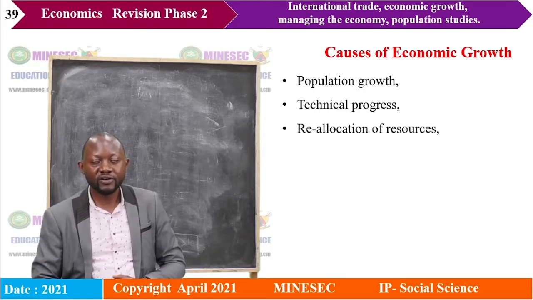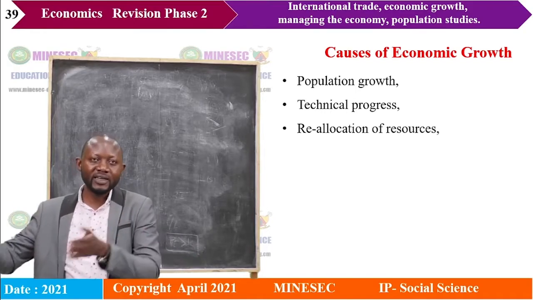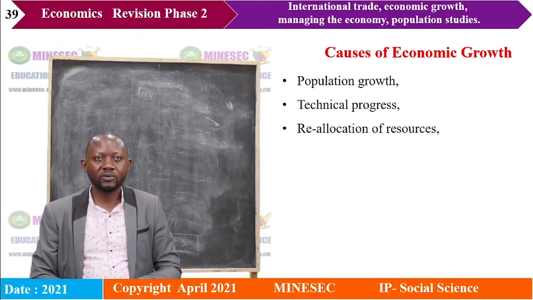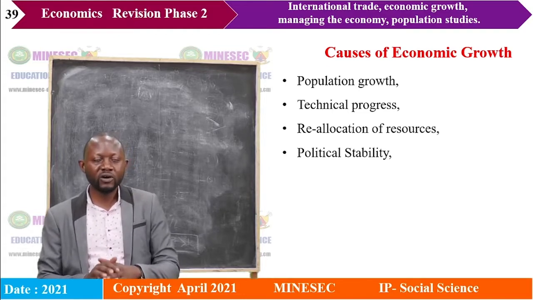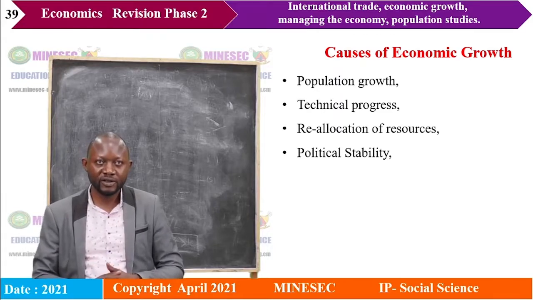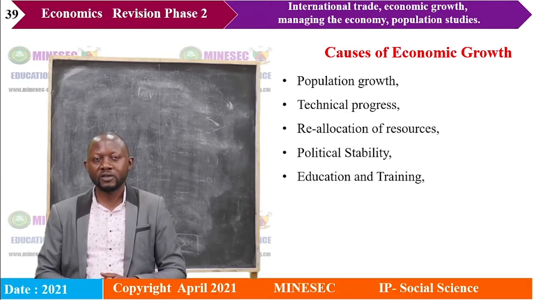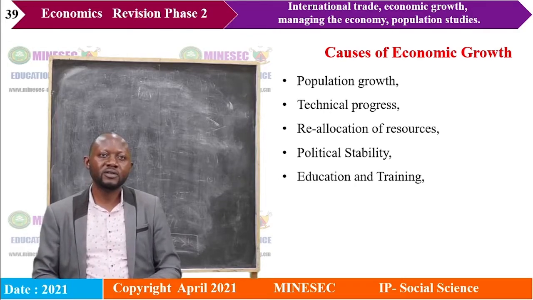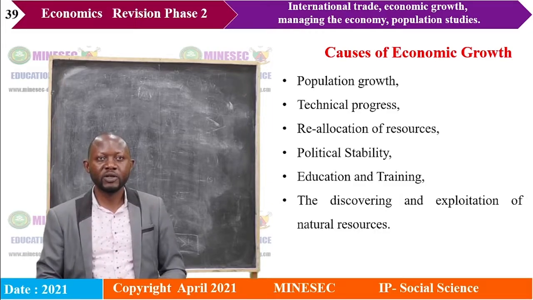We talk about reallocation of resources. When resources are reallocated from declining industries to expanding industries, or, let's say, to consumer good industries or capital good industries, that will lead to growth. Political stability will encourage growth and encourage investors to invest. Instability will discourage investment. Education and training: we talk about human capital, human investment here. When people become skilled and more productive, the output is going to increase, and that will lead to economic growth.